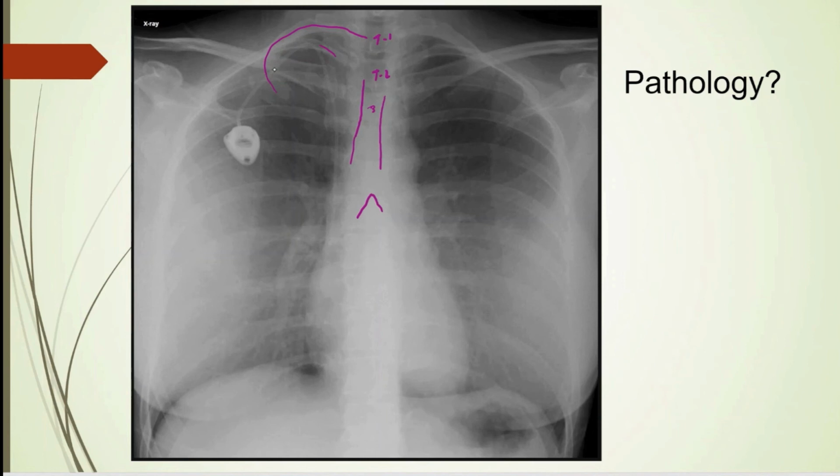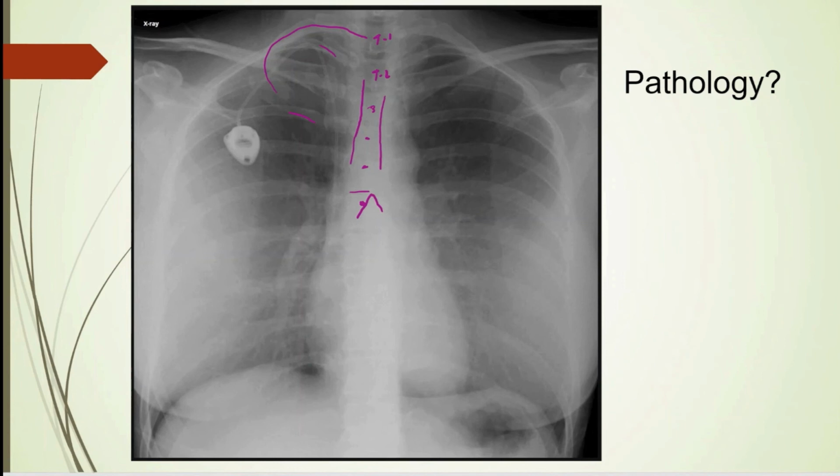So 1, 2, 3. Here's the fourth rib. This would be T4. T5. Looks like that's the end of it. Looks like this is T6. So, yes, I think we're right. I think that's the carina right there. All right, so that's airway.